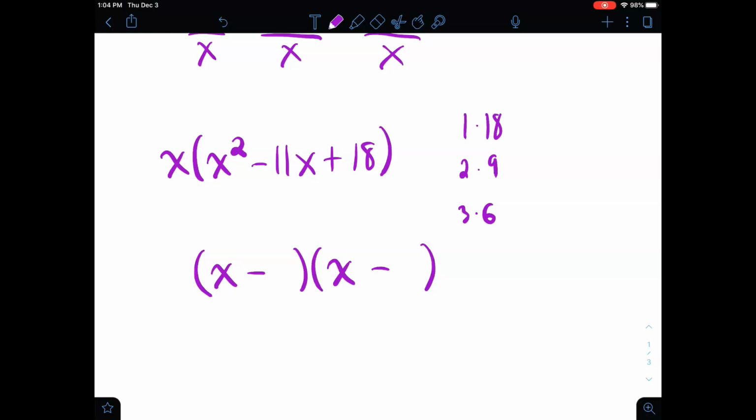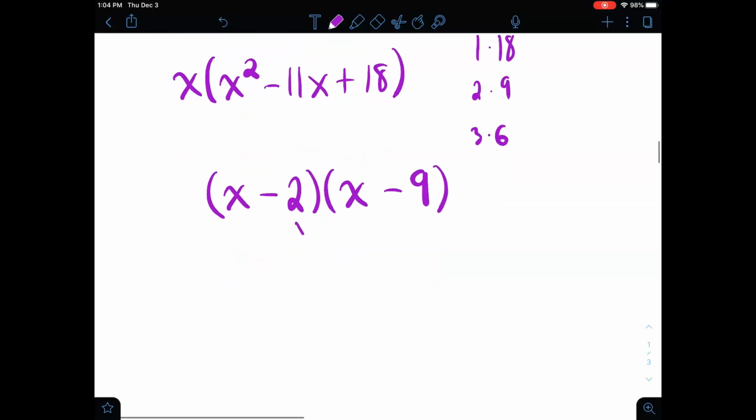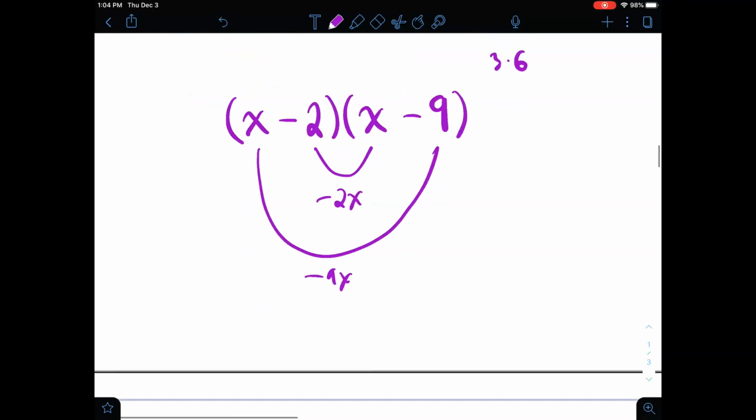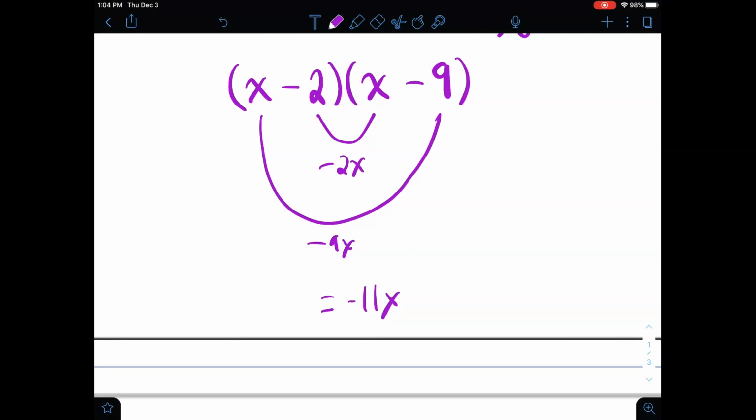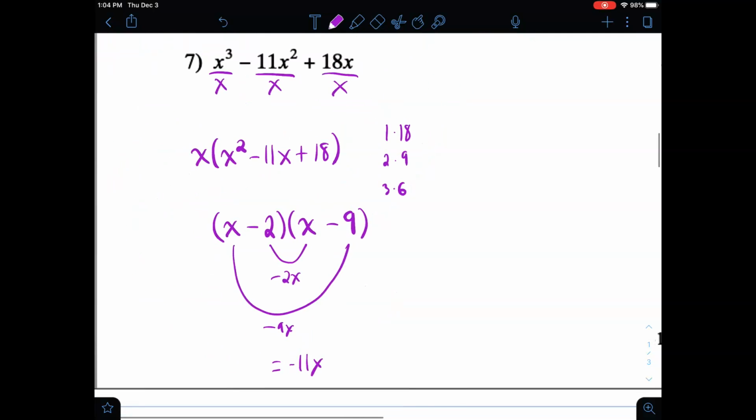So which one should I plug into the blanks there that are going to give me 11? Which ones are going to add up to 11 closely? Well, hopefully you said 2 and 9, and those are actually going to work. If you do this, you're going to get negative 2x, and you're going to get negative 9x, which equals negative 11x. This is the correct answer. Our final answer is not just this, though. We have the x in front of here still. So our final answer is going to be x times x minus 2 times x minus 9.